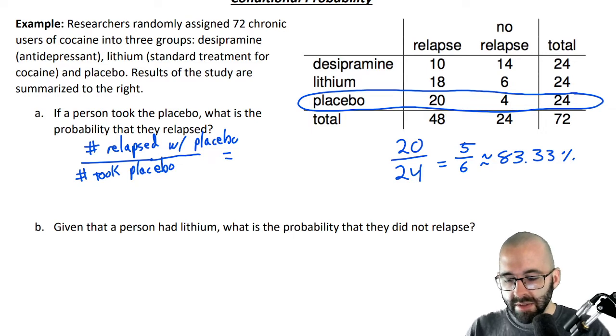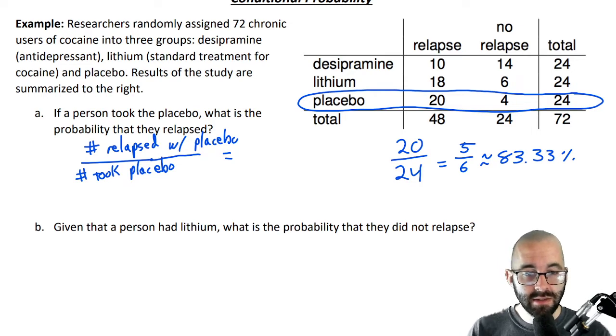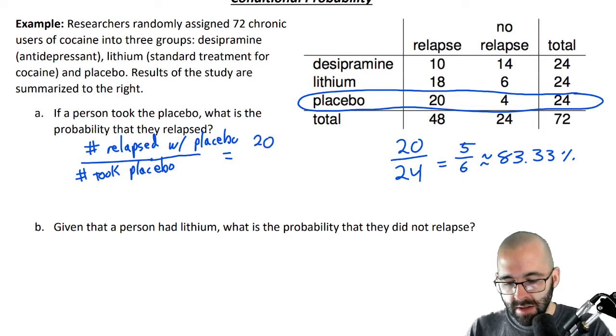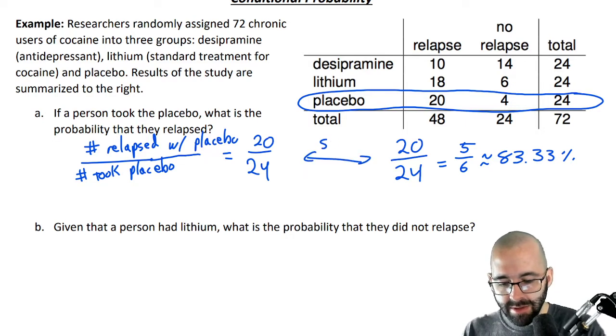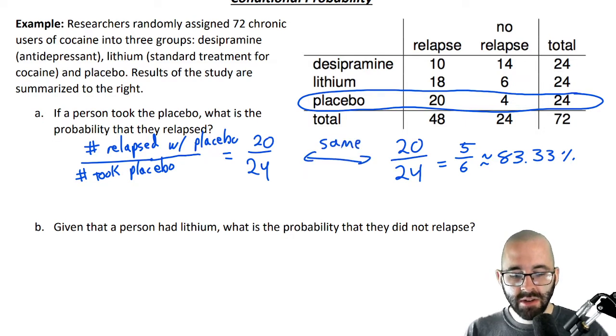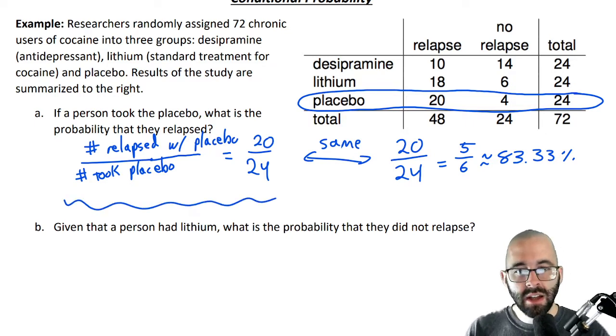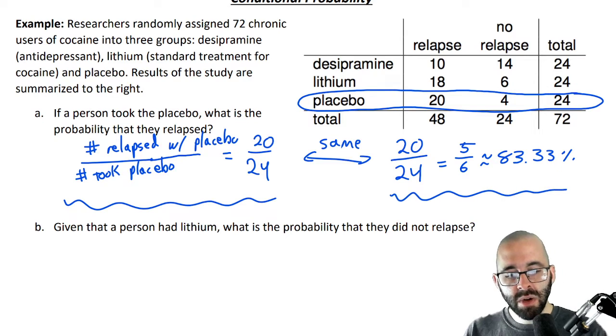Or if you do it this way, you could say, how many relapsed with the placebo? Relapsed and placebo, that's a joint probability. That's going to be 20 of them. How many took the placebo? 24. You can see these are the same, and there are 2 different ways of looking at them. This way on the left uses that conditional probability formula that we're going to talk about later in this video. And the one on the right just pulls the numbers directly from the table like we did in the previous video.